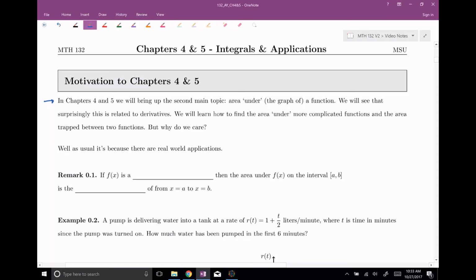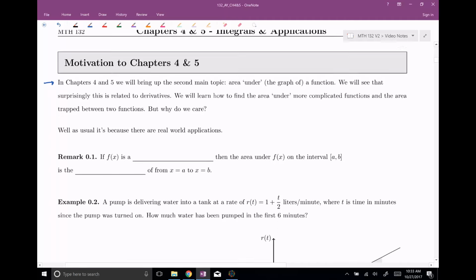And we'll see that this area under the graph of a function actually has something to do with derivatives. After we tackle this area under the graph of a function, we're going to go on and do area under more complicated functions. We're going to do area trapped between two functions. But why do we care about the area under a curve or under the function? As usual, there are real world applications.